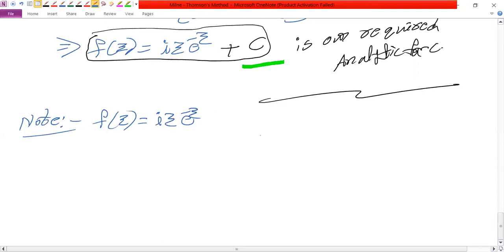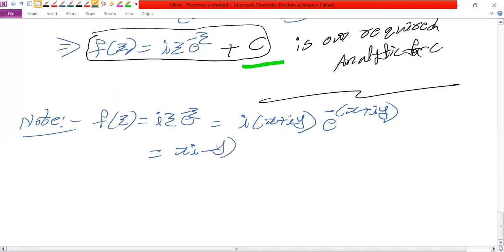So here I am going to write x plus iy. I into (x plus iy) into the exponential of minus (x plus iy). Okay, so if we do some simplification, then what we will get: xi plus i square y, and i square y becomes minus y, into e power minus x into e power minus iy.